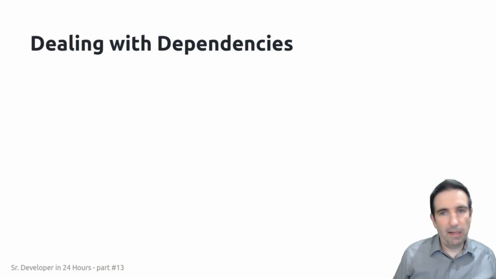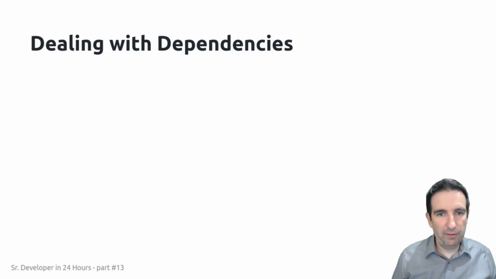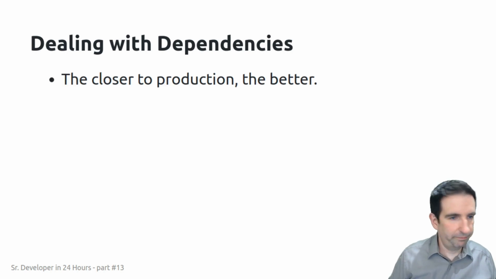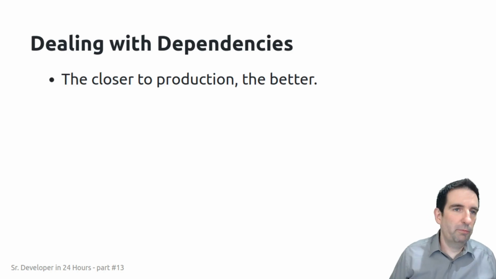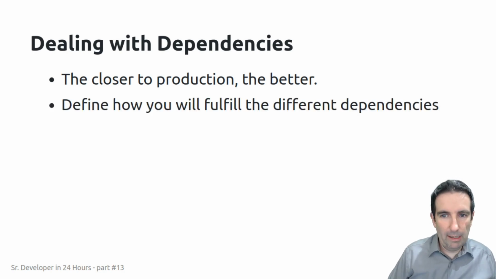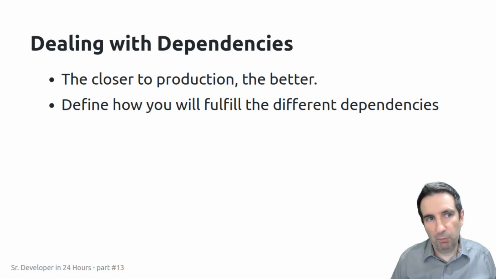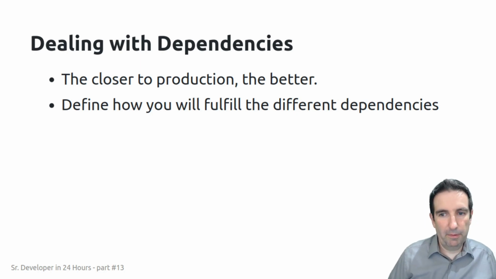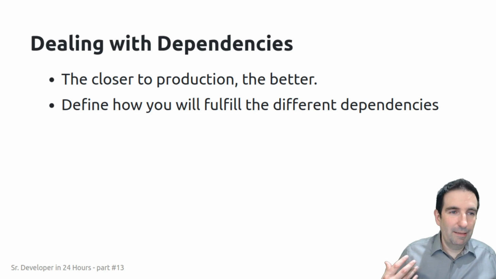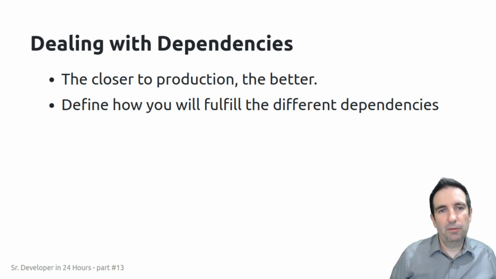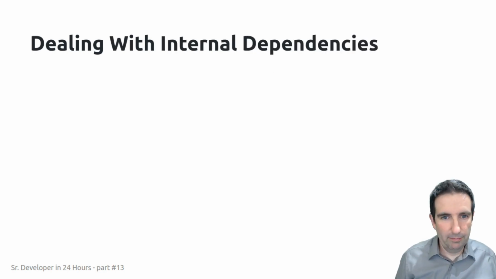And at the end of the day, a big part of integration testing is dealing with the dependencies. Always, the closer we are to production, the more similar it looks to production, the better. However, we're going to have to figure out how to fulfill the different dependencies because it is pretty much impossible to always have the same environment that we're going to be running in production. So we'll have to work around those things.